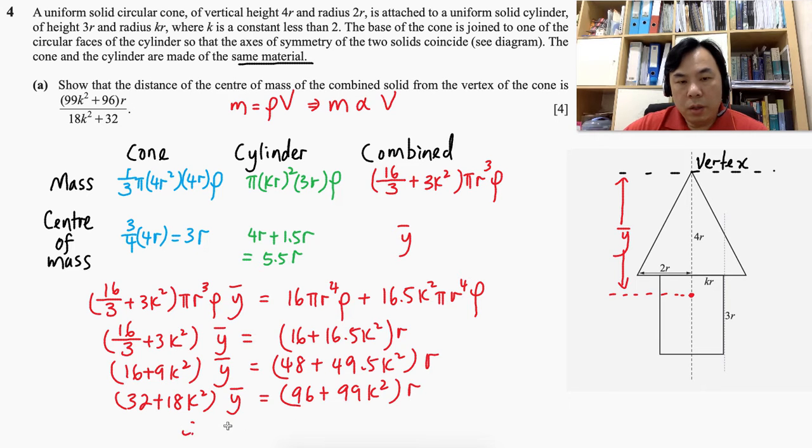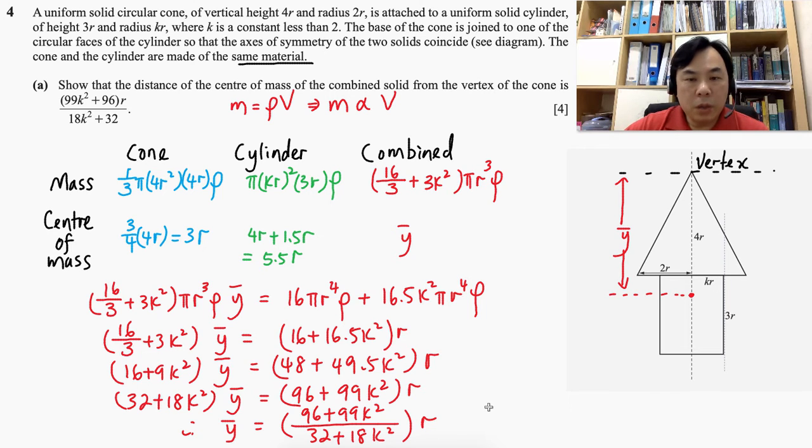Therefore, the center of mass for the combined rigid body is given by 96 over 32 plus 18k square. Now don't forget there's an r there. Let me check whether that is correct. 96 by 99k square, 32 by 18. Alright, now there you have it.